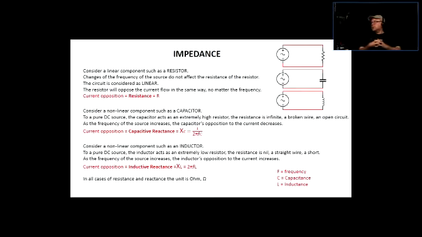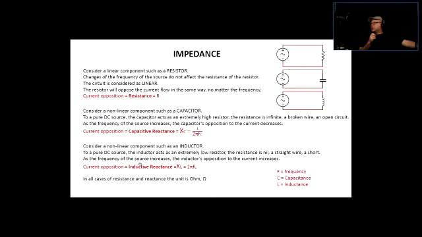Okay. So when you apply pure DC to a wire, it's going to be pretty much a short circuit. Yes, it's going to have some resistance because it's a physical component made out of physical matter that exists on this planet. But in some cases, the resistance is so low that it's just negligible. All right, so to a pure DC source, as opposed to the capacitor, the inductor acts as an extremely low resistor. The resistance is nil, just as a straight wire or a short.